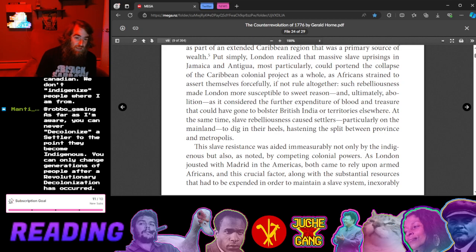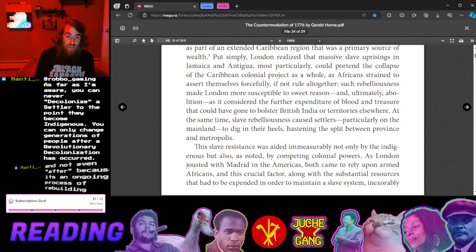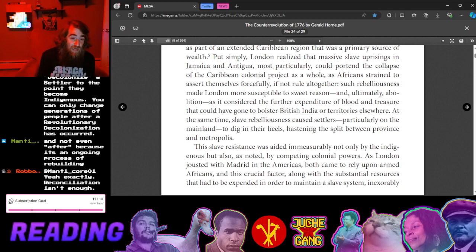At the same time, slave rebelliousness caused settlers, particularly on the mainland, to dig in their heels, hastening the split between province and metropolis.